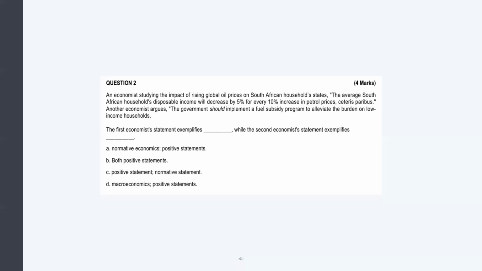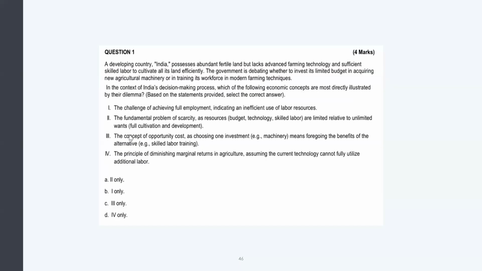It's positive, yes, because it's rooted in facts. Yes, that's correct. It's positive, right? Then the second economist, is it positive or normative? Normative. Why is it normative? Because he's giving his opinion. Yes, that is very correct. So the first economist is positive and the second economist is normative. Whenever it is an opinion which has no facts within it, it becomes a normative statement or a value judgment type of question, right?